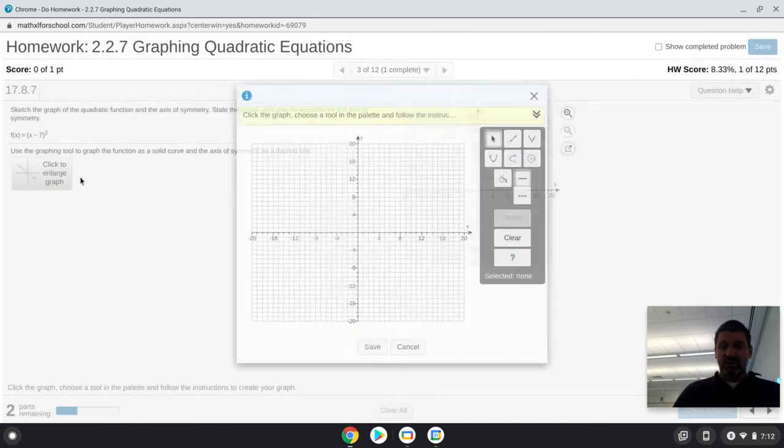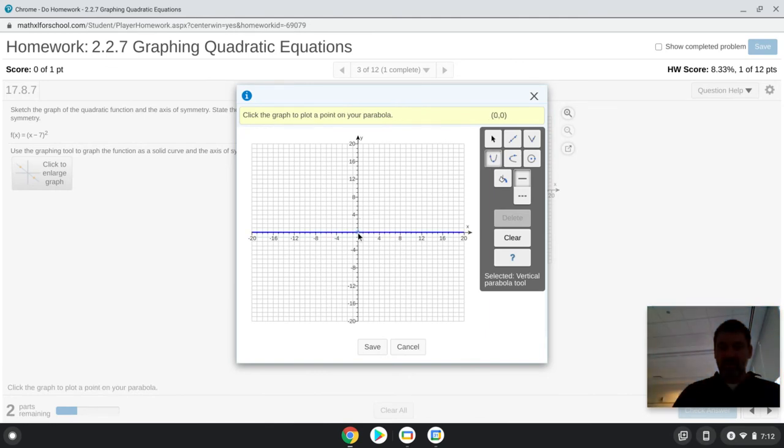So again, I'm going to start with our regular old parabola here. Before, when the number was outside the parentheses, we go up and down. Now we're going to go left or right.